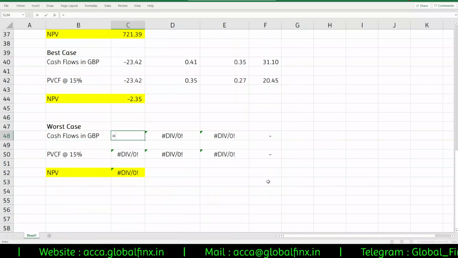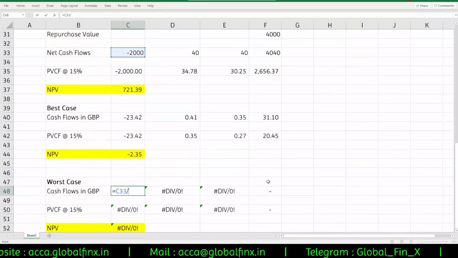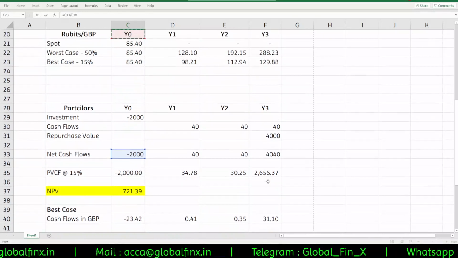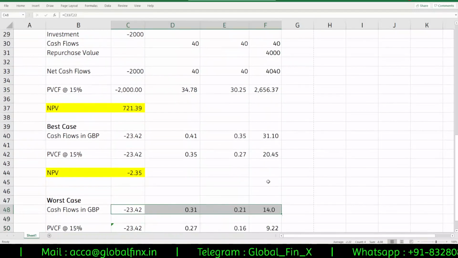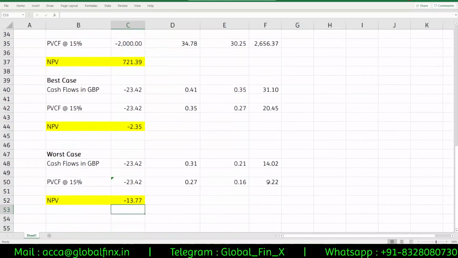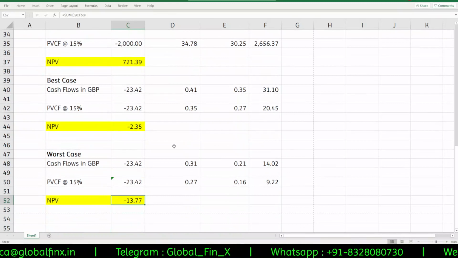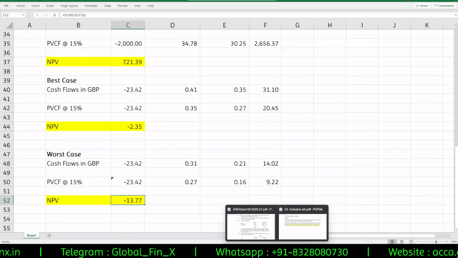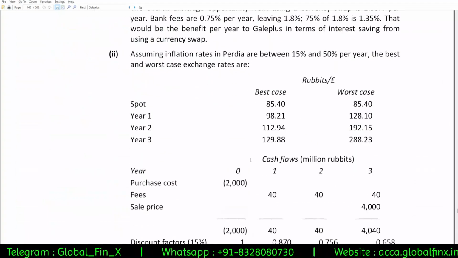So for the worst case scenario, I'm going to take the cash flows and divide them by the forward rates in the worst case scenario to my right. And here also I'm getting a negative NPV of minus 13.77. Okay, let's check our answers once just to be sure. I guess there could be some error there because of the formula transposing and all, but let's check that.